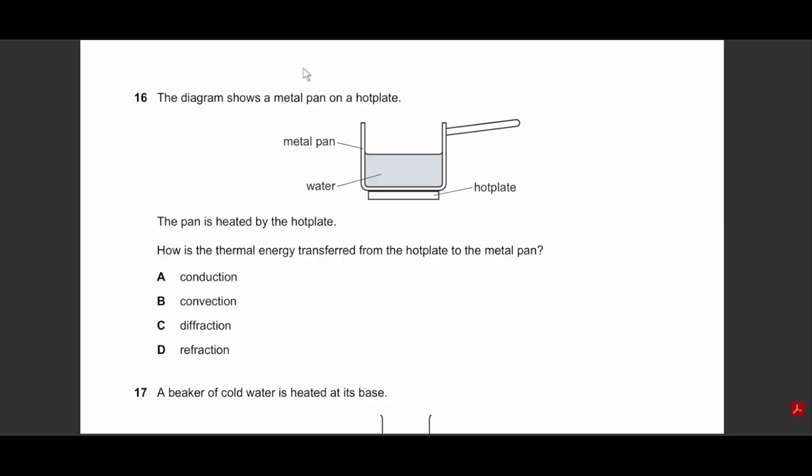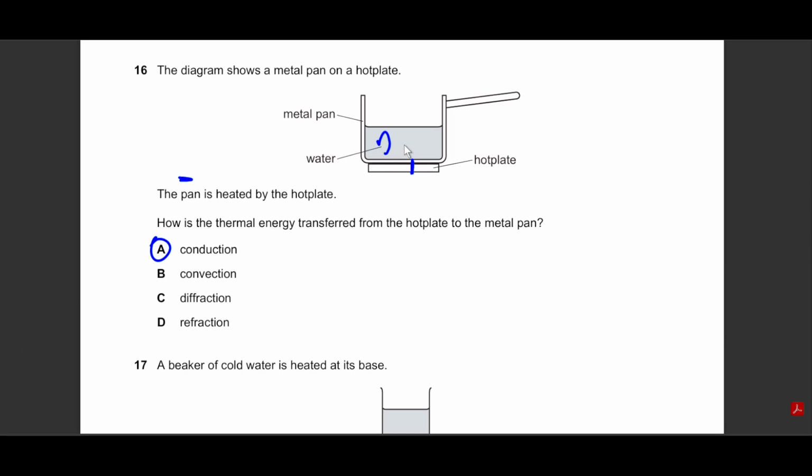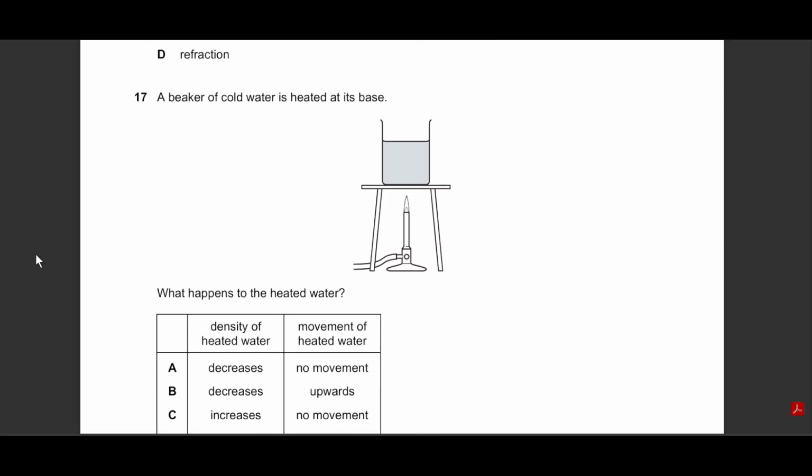Question 16. How does the metal plate transfer energy to the pan? This is very obvious because they are in contact with each other. Solid object to solid object is conduction. Convection will go on into the liquid, but only when the liquid absorbs energy from the base of its own metal pan, not before that.